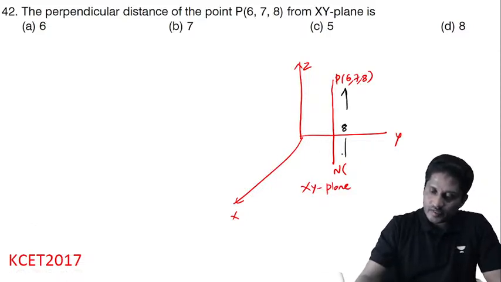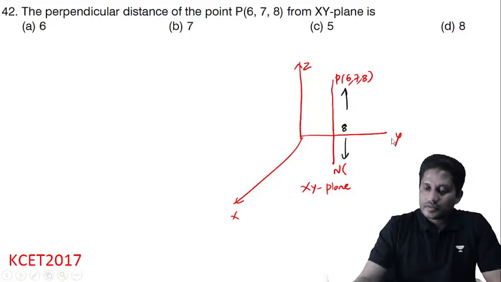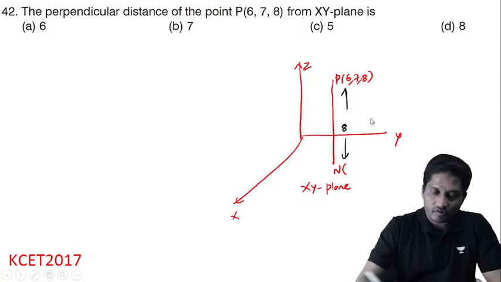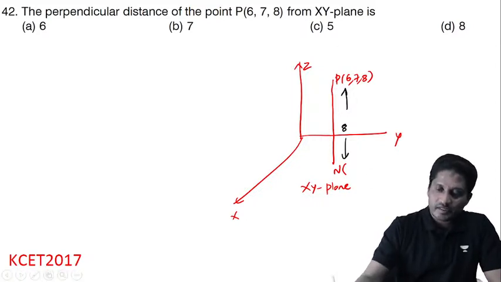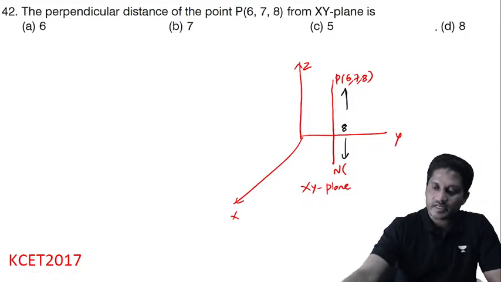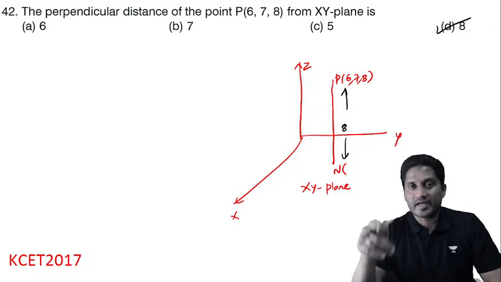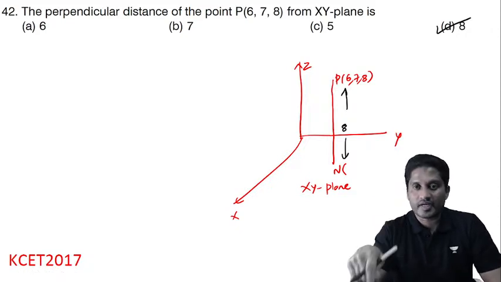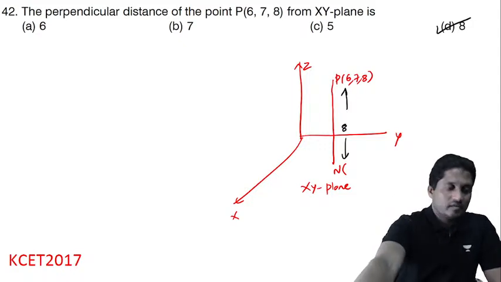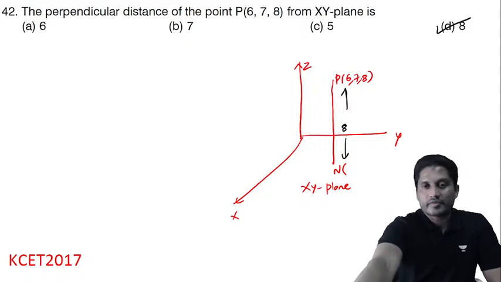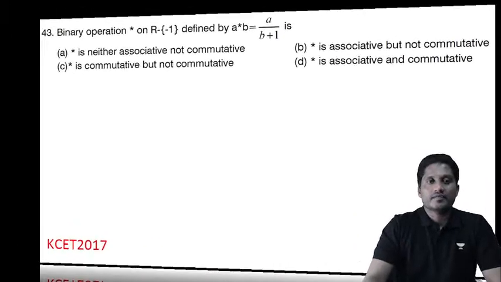Okay, because in the xy plane, if I take the distance of a point P from the xy plane, you take the z coordinate only, the height. So the distance of the point from the xy plane will be equal to 8 only. Answer is option D. Alright, so the height from the xy plane is considered as z only. So height will be equal to 8. Right, it's a conceptual question, guys. Let's move to the next question.